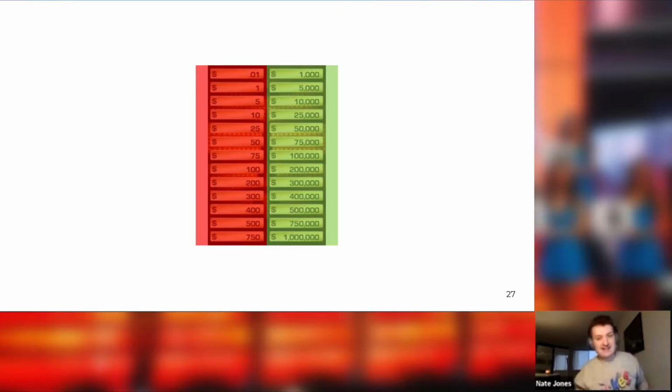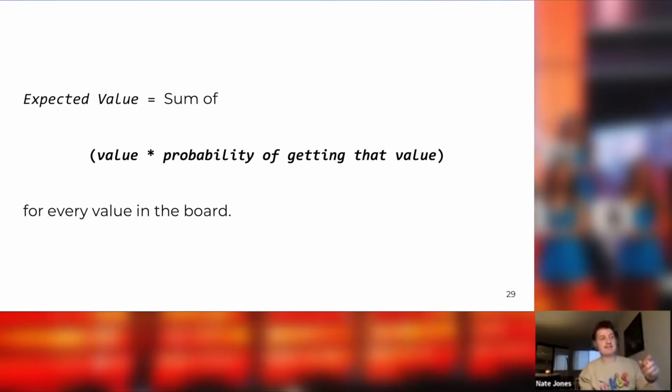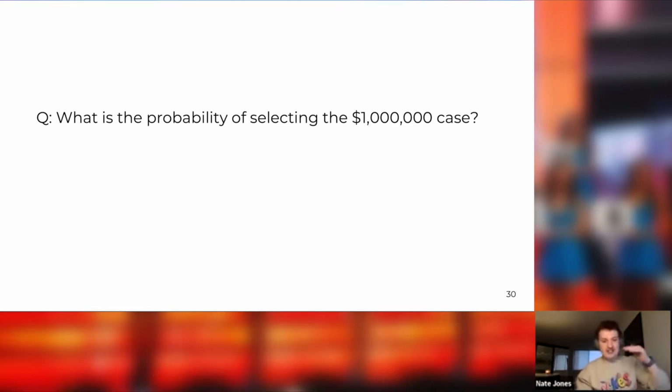And to do that, we need to bust out the only statistical formula. In fact, this is the only formula I'm going to use in this entire talk. So bear with me here. It's the expected value. In plain English, the expected value takes every single case on that board and multiplies it with the probability that we can actually get that value, and we sum that up for all 26 cases. So you can think about the expected value of 1 million people playing Deal or No Deal, and on average, the 1 million people are going to win the expected value. So what is the board really worth? But in order to calculate that, we need to ask a question within a question, which is what's the probability of actually selecting the $1 million case?